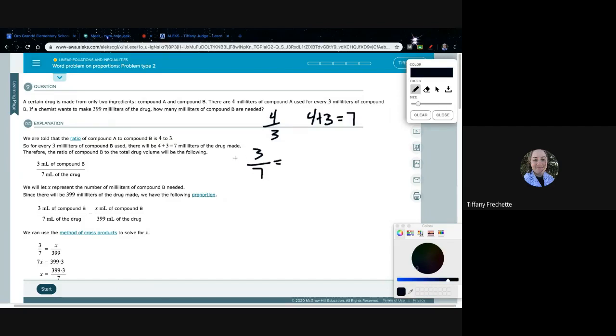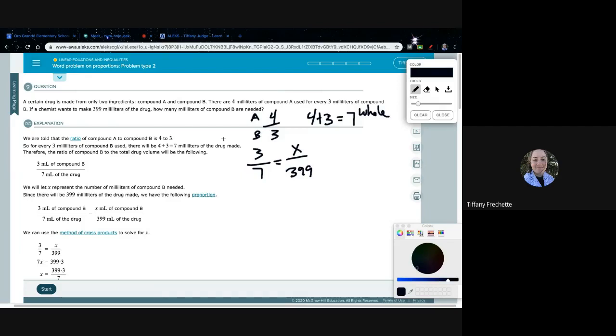And that's going to equal B again, because we have B on top here. 3 is for B, because this is still A and B. I just moved it up a little bit. And this is the whole thing. So for compound B, I'm using 3 milliliters for every 7 total. And then we don't know how many of B we need to make 399. So that's where they get this ratio from.